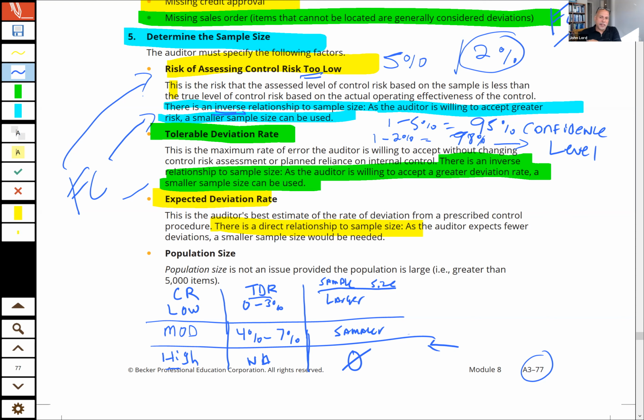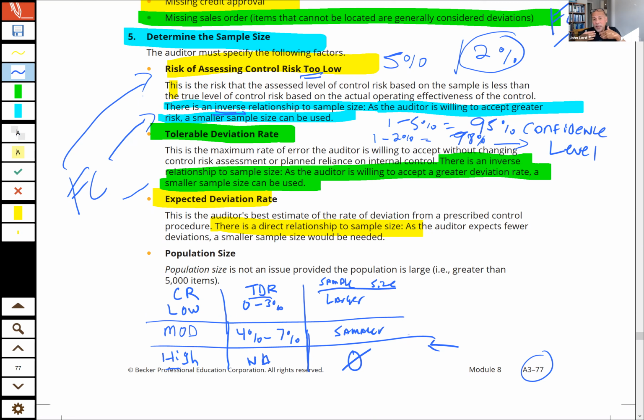If I have a client that's consistently messing up on the controls, I'm like, okay, they still don't get it. Let me pull a larger sample and make sure that things are working, even if they tell me when I walk in, because sometimes you walk in the second year of an audit and the client says, oh, we got it now. We signed all the time. You're going to be so proud of us. That does not affect your expected deviation rate. You still pull a big sample and look.